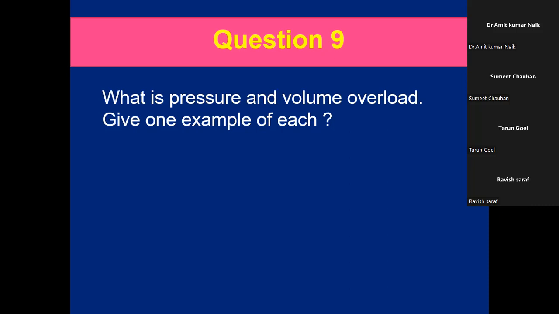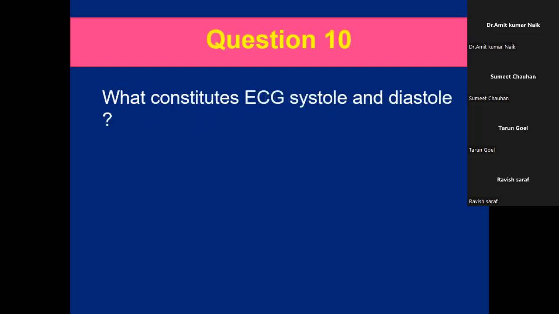We'll go to Dr. Sumit Chauhan. Thank you, sir. Don't go away; we'll come back again and again for everybody. What constitutes the ECG in systole and diastole? Sir, P wave denotes atrial systole, QRS wave denotes ventricular systole, and T wave denotes the diastole or relaxation time for both atria and ventricle.